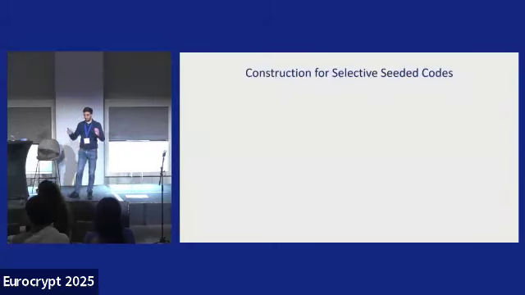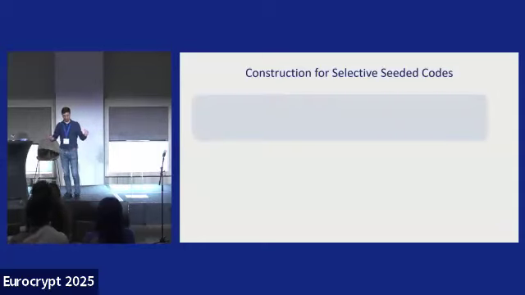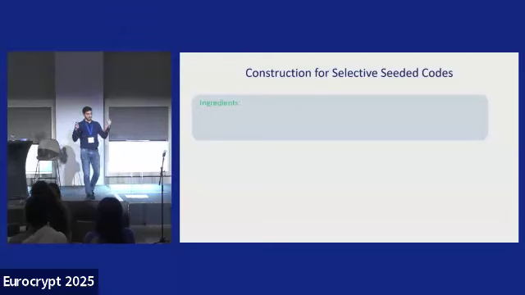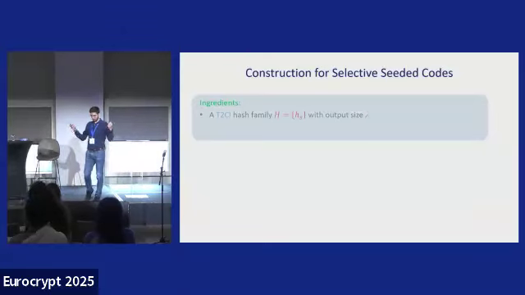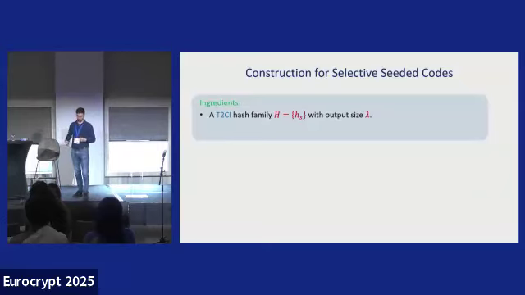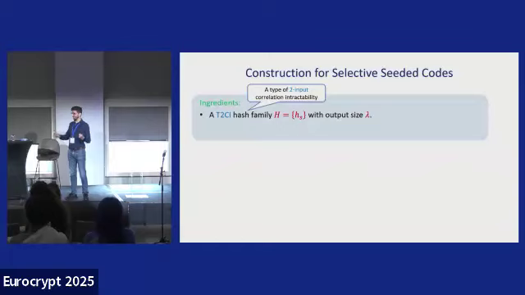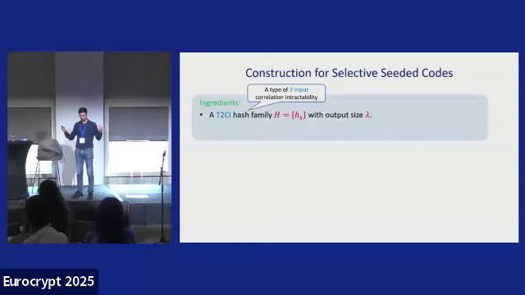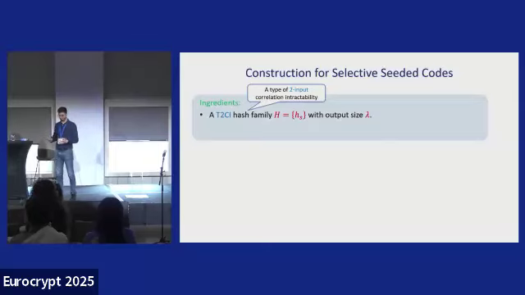Good. So with the time I have left, let me just give you a general idea of how we can get the selective notion for seeded codes. Okay? The ingredients we're going to use are two. The first ingredient is a hash function, which has some notion of security. This is going to be some kind of two-input correlation intractability, and I'll specify what I mean by this in a bit. Okay? So we need a hash that has this property of being two-input correlation intractable.